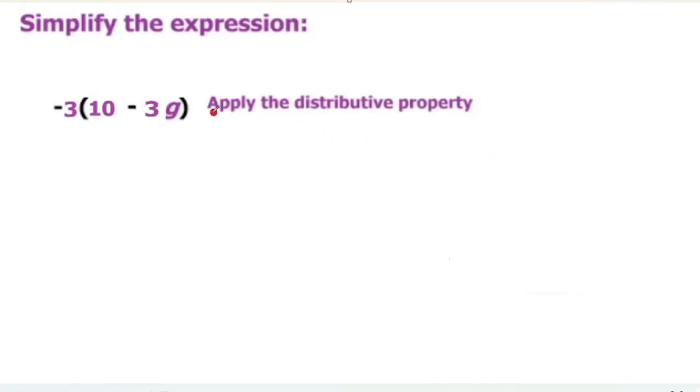So what we need to do is apply the distributive property. And what does that mean? That means we multiply this minus 3 into this term, and then we also multiply it into this term. So let's do that. So the first one is we multiply negative 3 times 10. So that gives us negative 30.